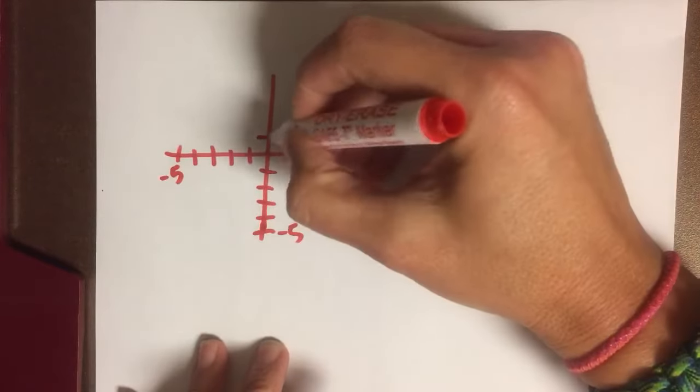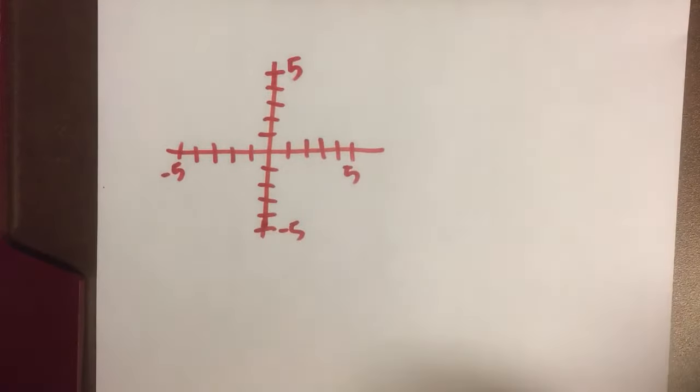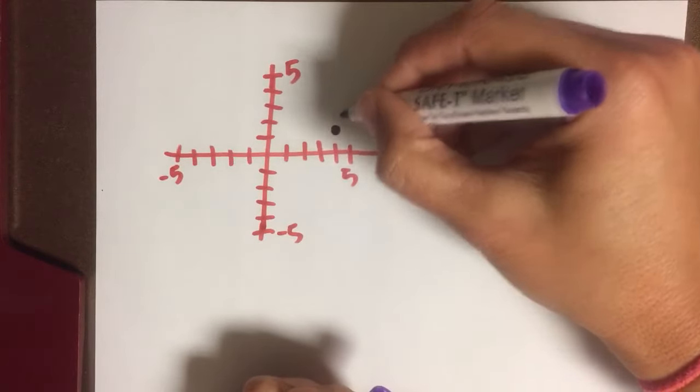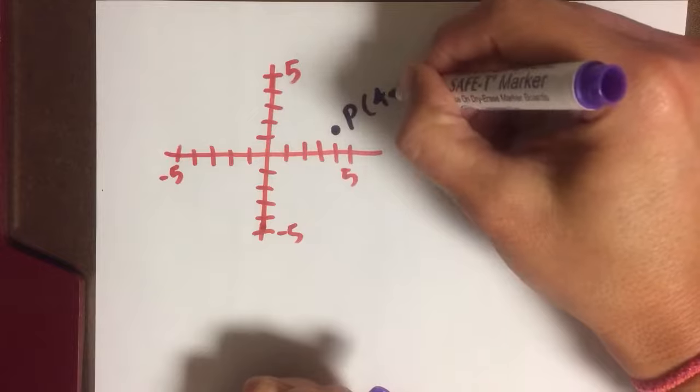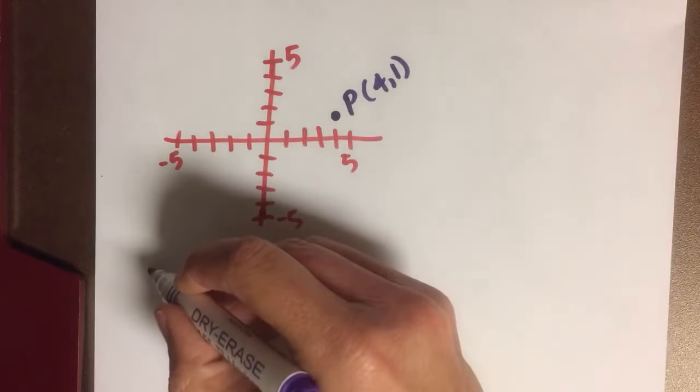So I'm going to make my grid, and then I'm going to look at now doing a full 180 degree rotation. So let's start here. Let's start with our same point. We have P at 4, 1. That was our starting point. But now I want to do 180 degrees.